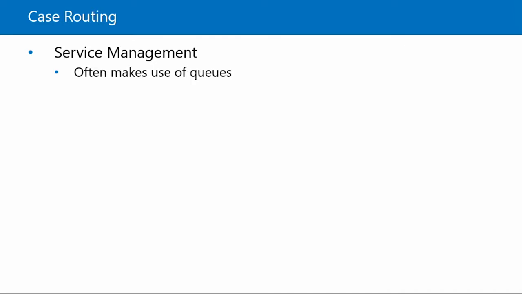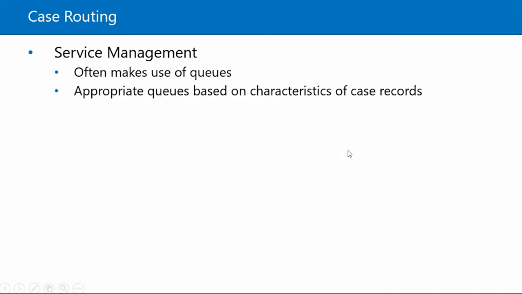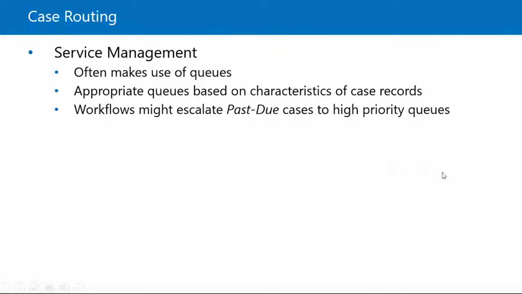Cases are routed to appropriate queues based on characteristics of case records, for instance, cases regarding a certain product, such as tablets, will be routed to the tablet support queue. Now, it's also possible for workflows to automatically escalate past due cases to high priority queues. This would be helpful in verifying cases do not get missed or forgotten, which in turn enhances customer service.